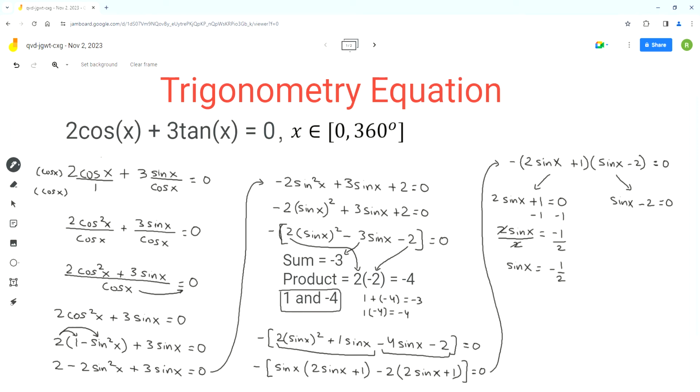Now we have to find the x values in this given domain 0 to 360 degrees, including 0 and 360 degrees. So for this, we can use the CAST rule. So the CAST rule tells us the sign of these trig ratios in the four quadrants. So we can label them. So the CAST rule, the ASTC rule, or the All Sad Turtles Cry rule, they all represent the same idea. So here sine is negative. That means this angle lies in quadrant 3 or quadrant 4.